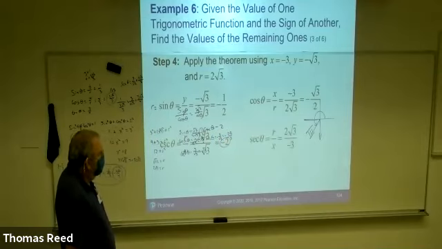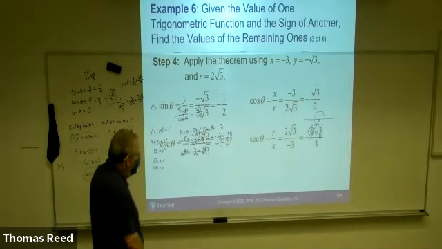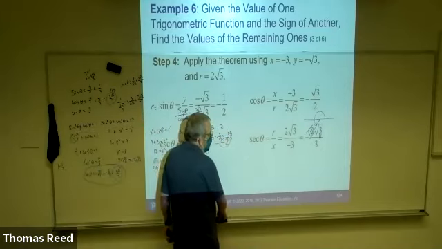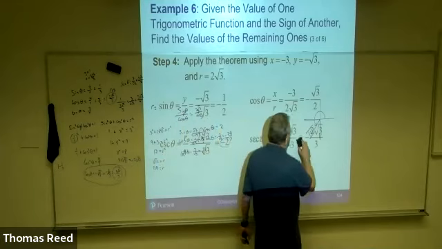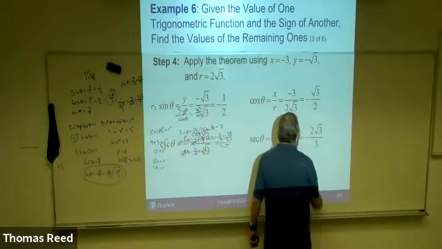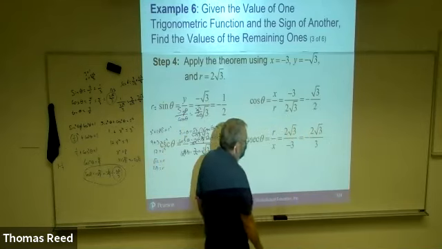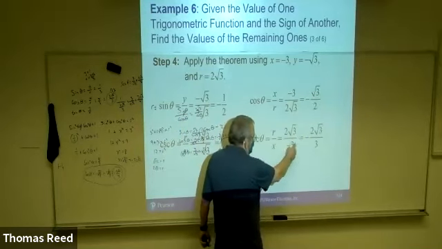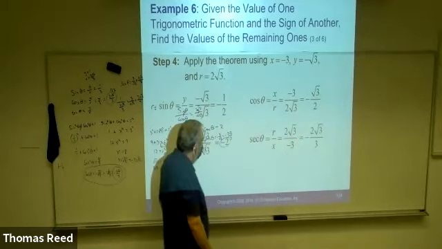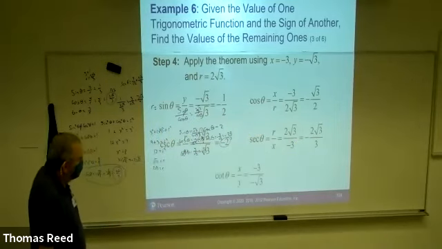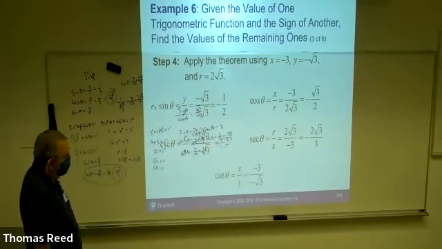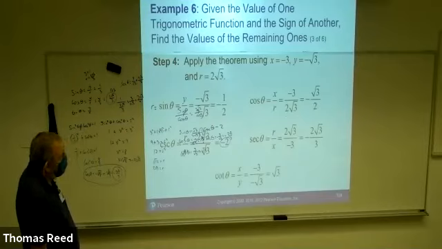And secant is the reciprocal of the cosine, which gives us 2 square roots of 3 over 3. And all they did was pull the negative sign off the front. And then cotangent's the reciprocal of tangent, which ends up giving us the square root of 3.